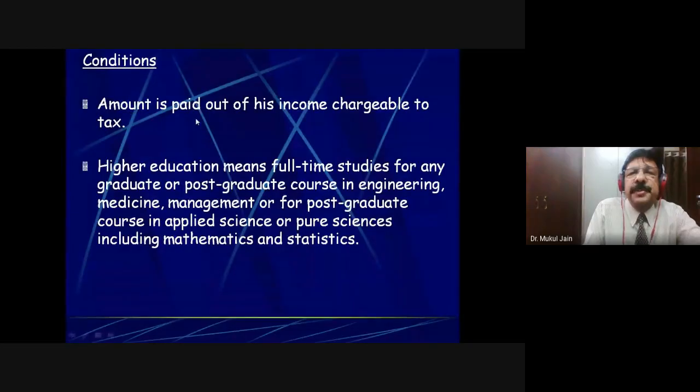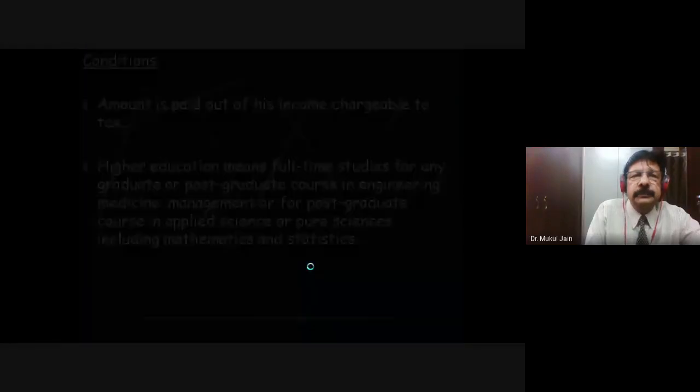So conditions: amount is paid out of his income chargeable to tax. तो जब वो स्टूडेंट कमाने लगेगा तब वो क्लेम कर सकता है, और कमाने के बाद ही इंस्टॉलमेंट शुरू होती है, पहले नहीं होती. सपोज आपने 2 साल का कोई कोर्स किया है और लोन आज लिया है, तो 2 साल के बाद ही आपकी इंस्टॉलमेंट शुरू होगी. तो हायर एजुकेशन का क्या मतलब है, उन्होंने डिफाइन किया, मींस full time studies, not correspondence studies, for any graduate or postgraduate course in engineering, medicine, management, or for postgraduate course in applied science or pure sciences, including mathematics and statistics.